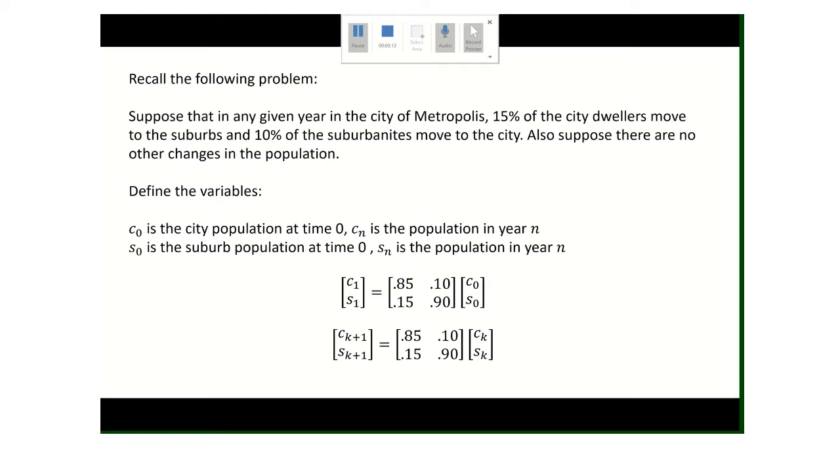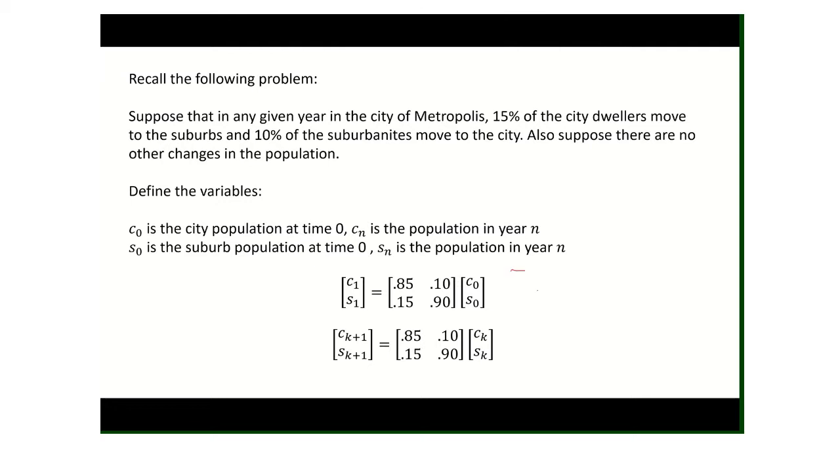Let's start by recalling the following problem. Remember when we were looking at using linear algebra for transitions? We had problems like this: in any given year in a city, 15% of city dwellers move to the suburbs, 10% of suburb dwellers move to the city, and there's no other change in the population. So we defined the variables where C is the city population at a given time and S is the suburban population at a given time.